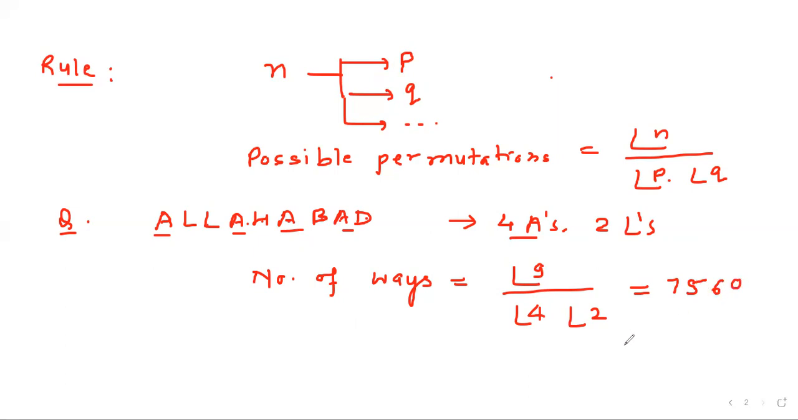Now, the next rule. If there are r places, which are to be filled in n different ways, r places are there and n different ways are there, in that case the possible permutations would be n power r. Let's see it by one example.